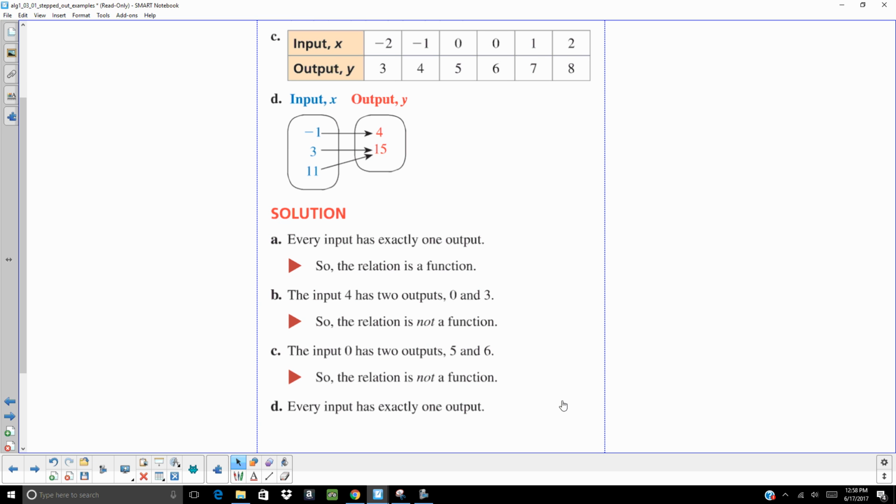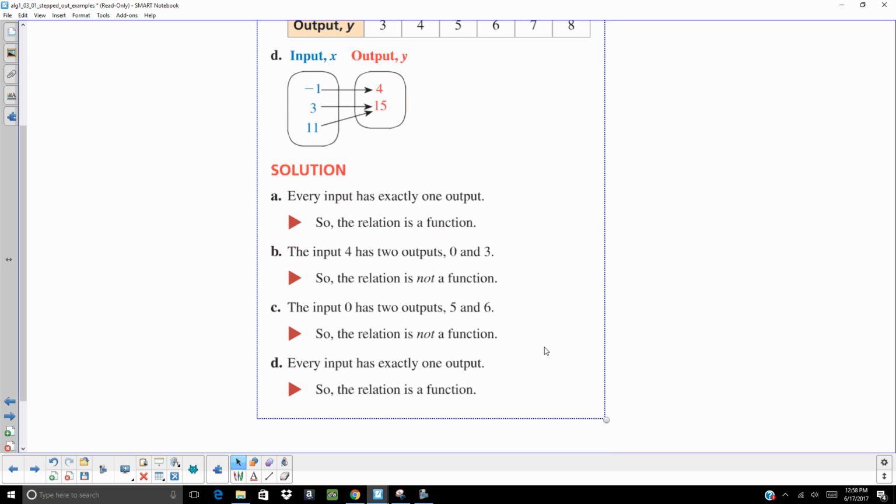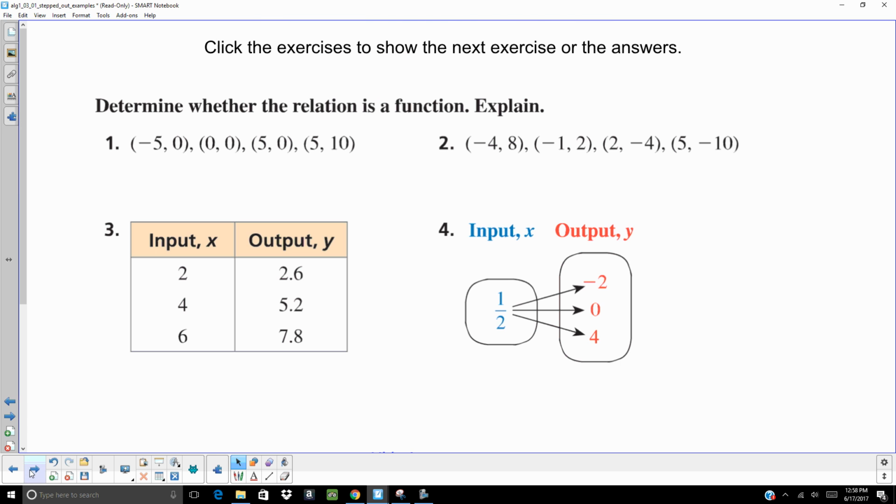And for D, there's only one arrow coming from each input. If you notice, you can have multiple values of y. You can have more than one arrow coming to that y, but you can't have more than one arrow coming from that x. So that is a function.